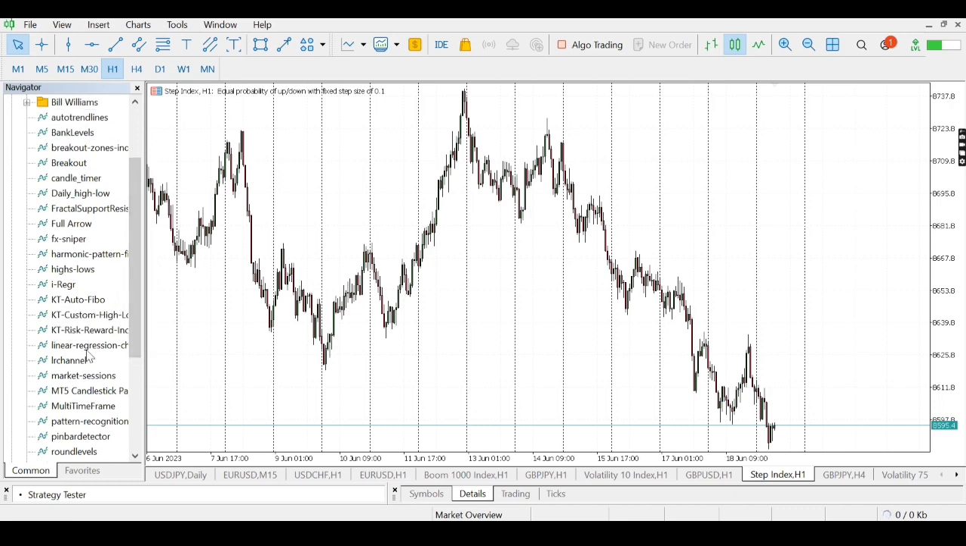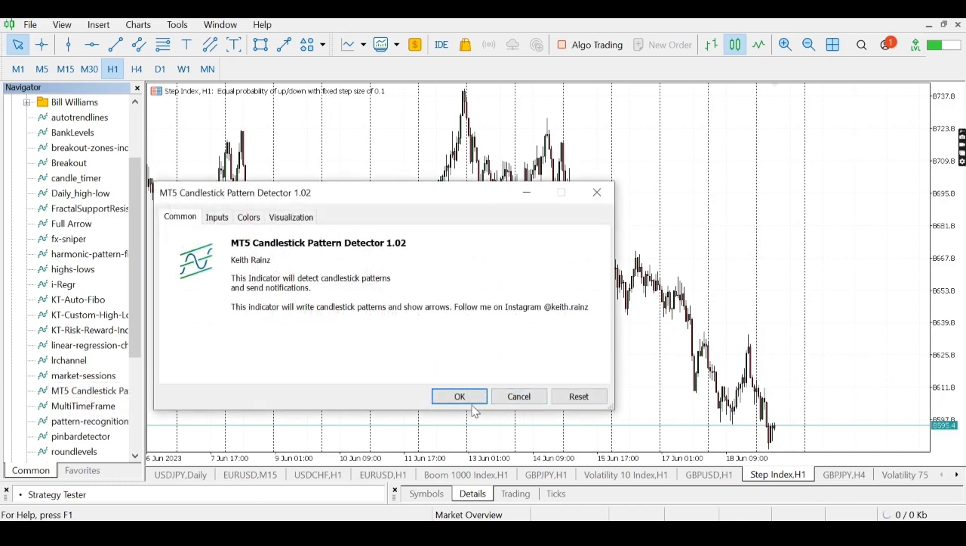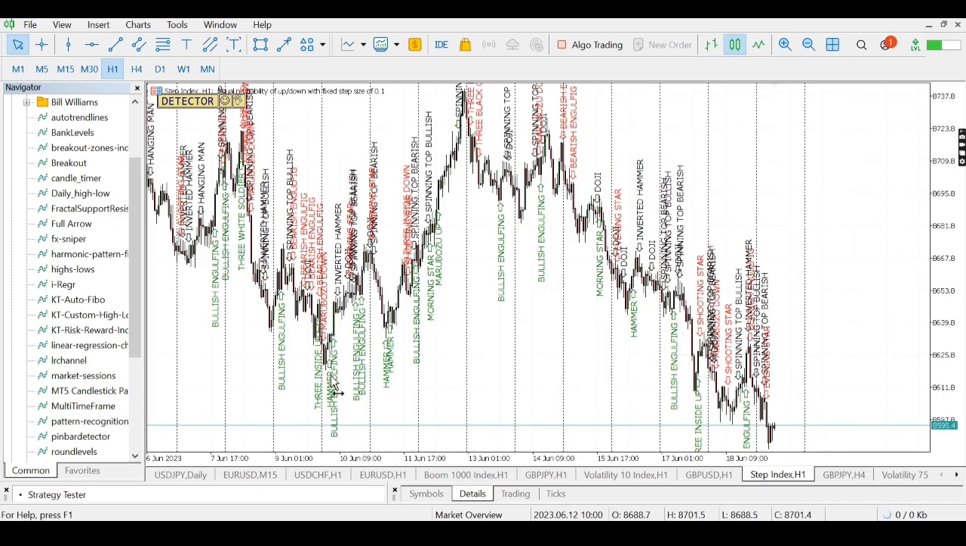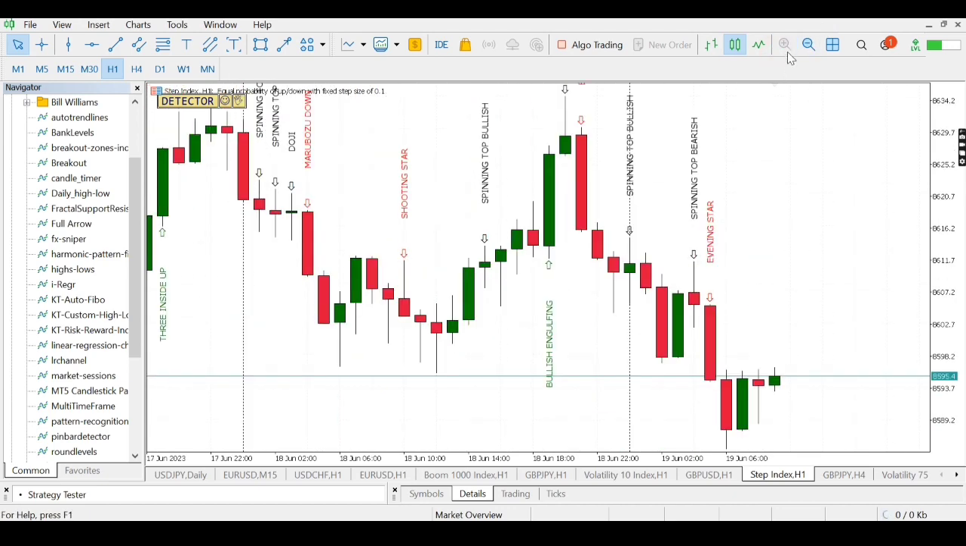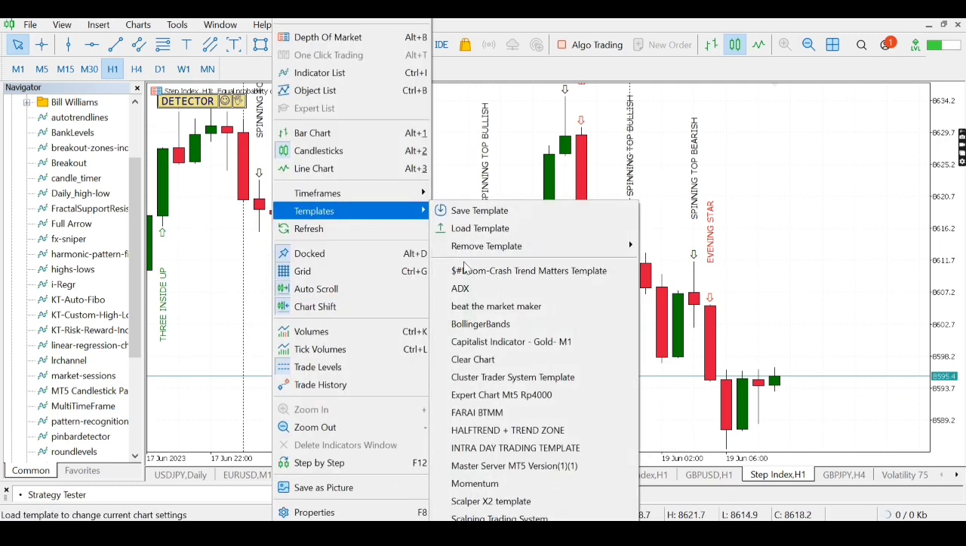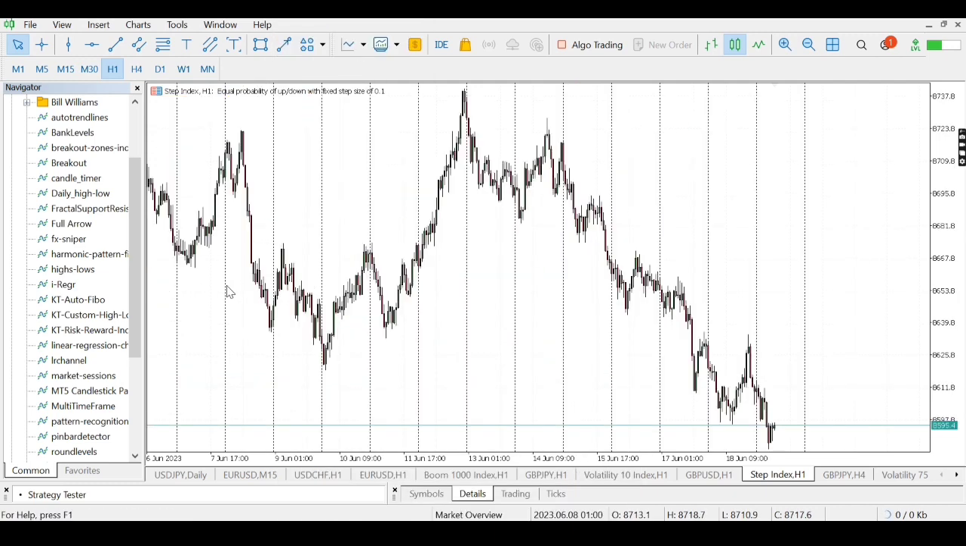So the other indicator that I may use sometimes is the MT5 candlestick pattern detector. It also detects my patterns. This one is called the MT5 pattern detector. You can see it right here. Its function is to detect wherever those patterns are occurring. So let me remove that one and put back my clear shot, right?